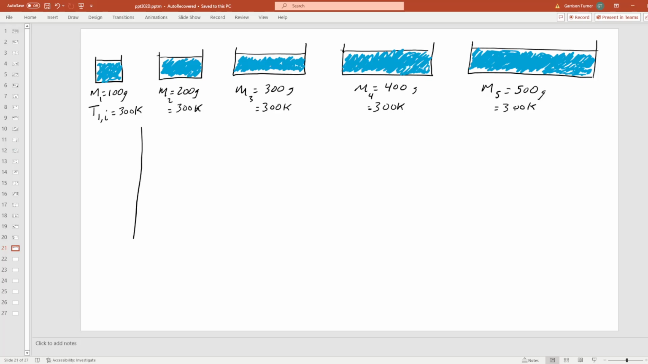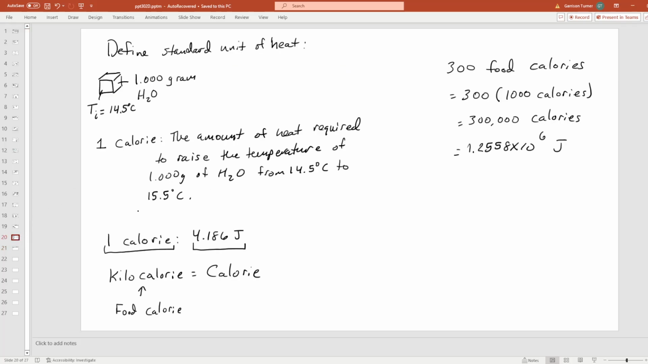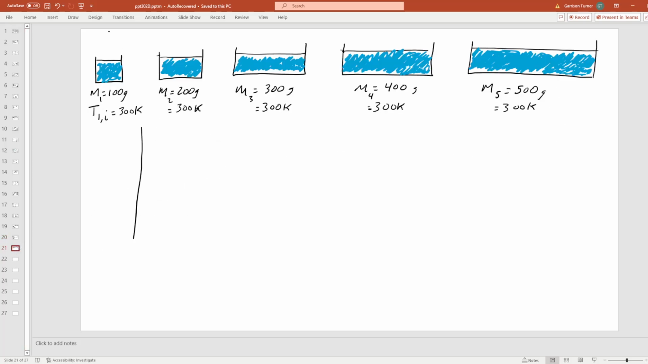So they have the exact same initial temperature, and I want to know how much heat. Oh, by the way, there's one thing I really should mention, and that is this: we use the symbol capital Q for heat. Okay, so how much heat is required to bring the final temperature of each system to, say, 400 degrees? So I need to raise the temperature by 100 Kelvin, right?